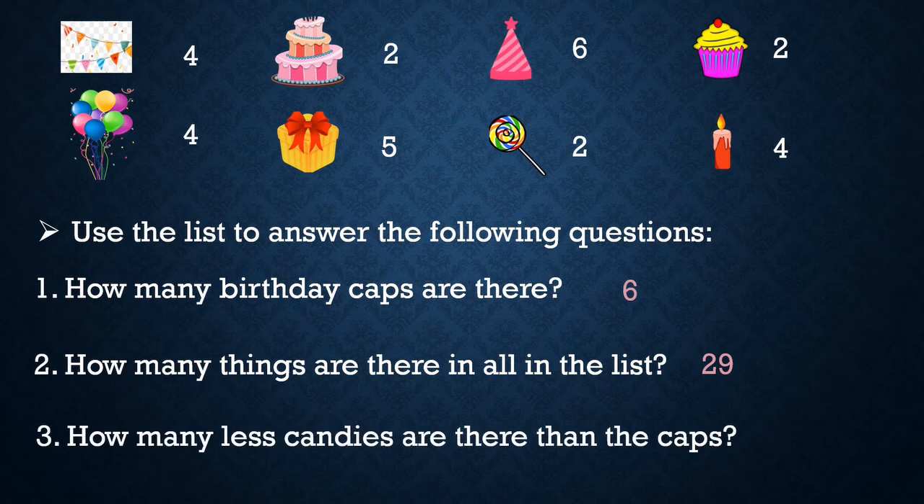The third question is, how many fewer candies are there than the caps? So now here we have to subtract. So how are we going to do that? We are going to subtract 2 candies from the 6 birthday caps that we have here. So that is 6 minus 2. The answer is 4. So children, I hope you all enjoyed learning about handling data.